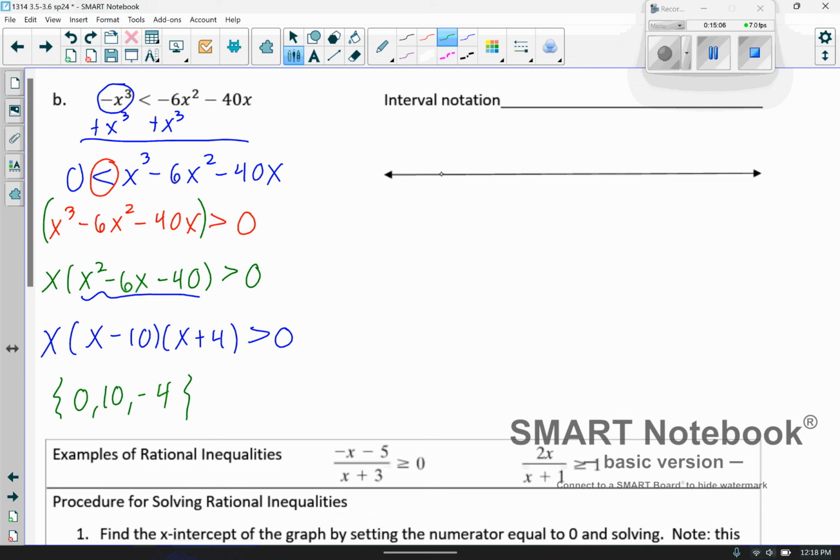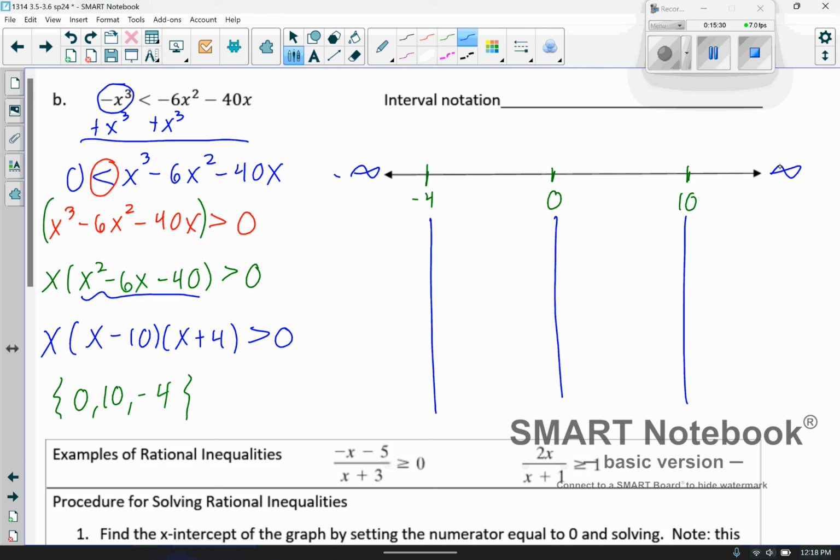So let's see, we've got to put -4 first. So I'm going to put -4 here. Then I need to have 0. We'll put 0 here and then put 10 over here. I didn't space it out perfectly, but I want to have enough room to do my testing. So here we are. All right, so we need to test something over here, something over here.